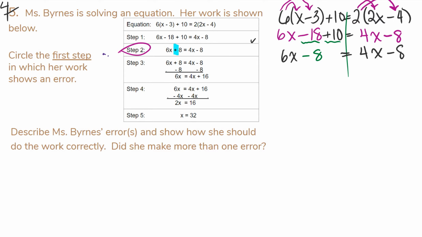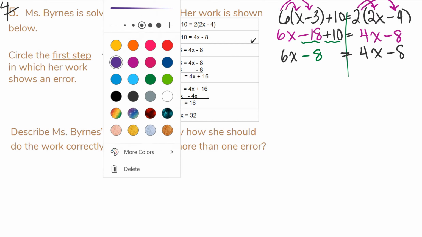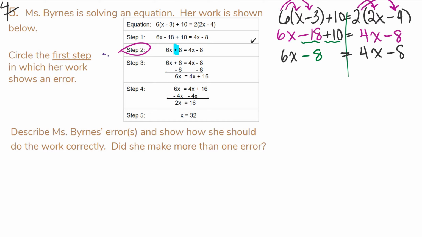Describe Miss Burns' error or errors and show how she would do the work correctly. Did she make more than one error? Well, let's keep going over here. I'm going to try and get all the variables to one side. So I'm going to subtract 4x from both sides. 6x minus 4x is 2x. Minus 8 is equal to negative 8.